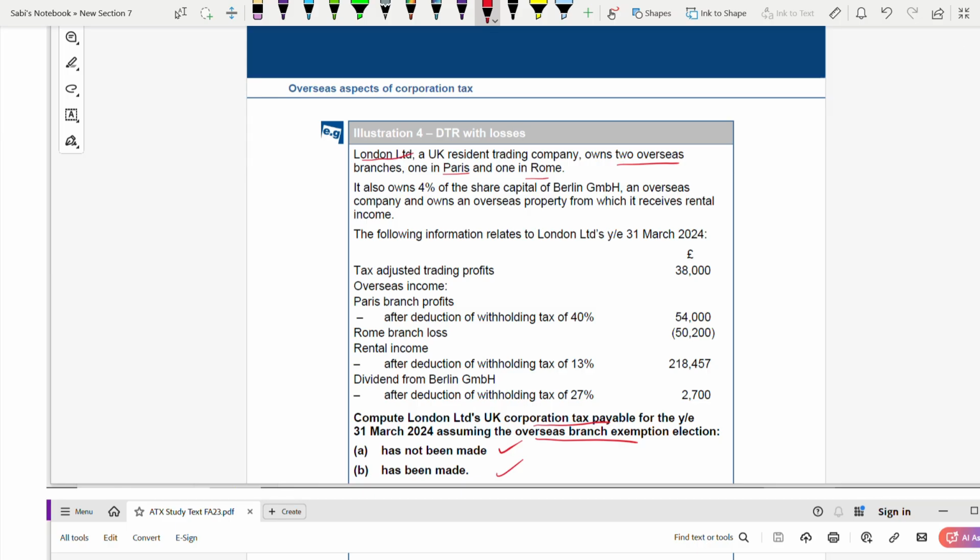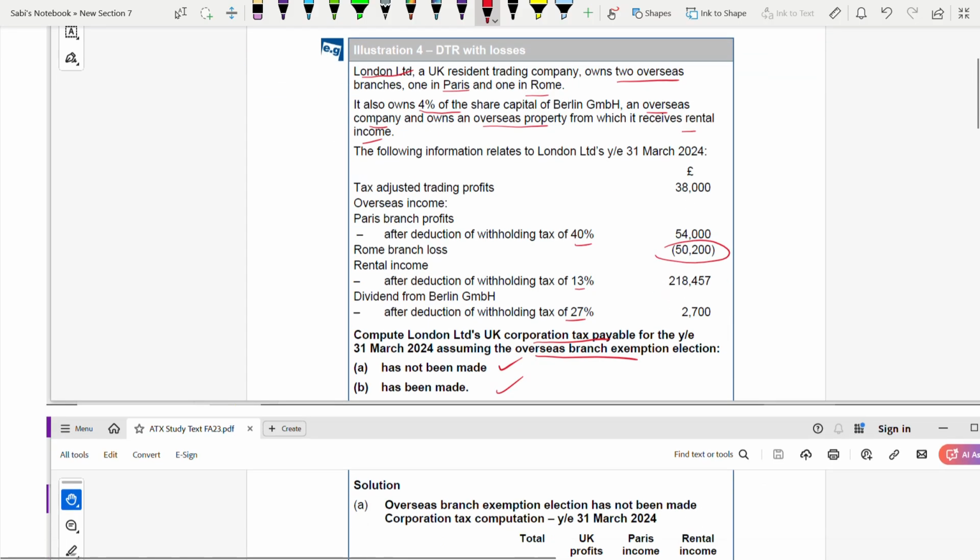It owns a 4% share capital in an overseas company, and owns an overseas property from which it receives rental income. So now you have the tax adjusted trading profit 38, overseas income, Paris branch profit has been given, and also there is a loss from Rome. This is after deducting withholding tax of 40, after deducting withholding tax of 30. Now, dividend from Berlin after deduction of withholding tax. So now I have the solutions with me.